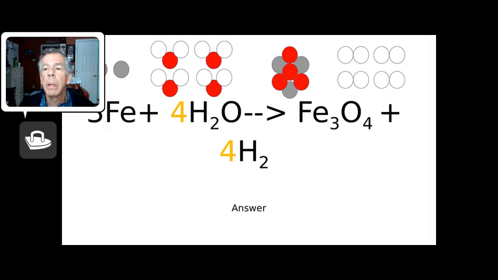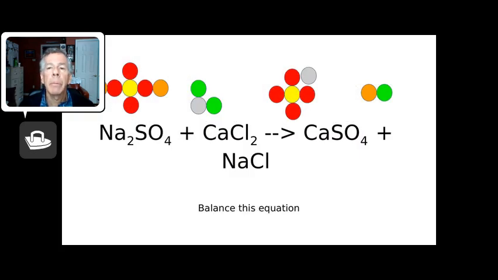All right. So I'm going to give you guys a few more examples for the rest of the class to do. I'm going to put these up. You're going to tell me what to put in next. Look at the equation. Look at each molecule. You have sodium, sulfur, oxygen, calcium, chloride, and then you have calcium, sulfur, oxygen, sodium, and chloride. Guys, just tell me what we need to do to balance this equation.